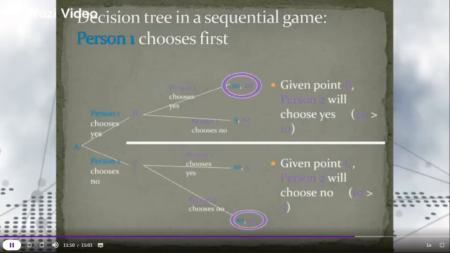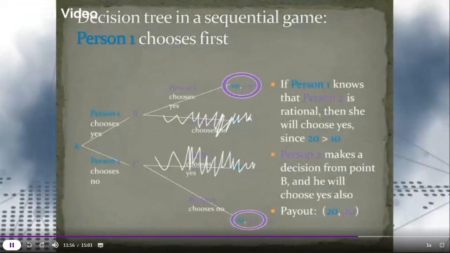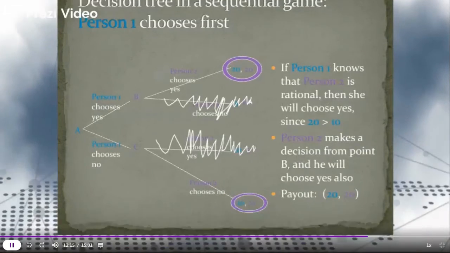Person 2 is going to choose this. So after we take this 2, we eliminate the other 2, right? And now what are we going to compare? We are going to compare person 1's payoff, because person 2 has already decided and person 1 has already calculated that in his mind. So now he'll see which one suits him better. Of course 20. So that's where 20, 20 becomes the payoff or payout or the equilibrium.